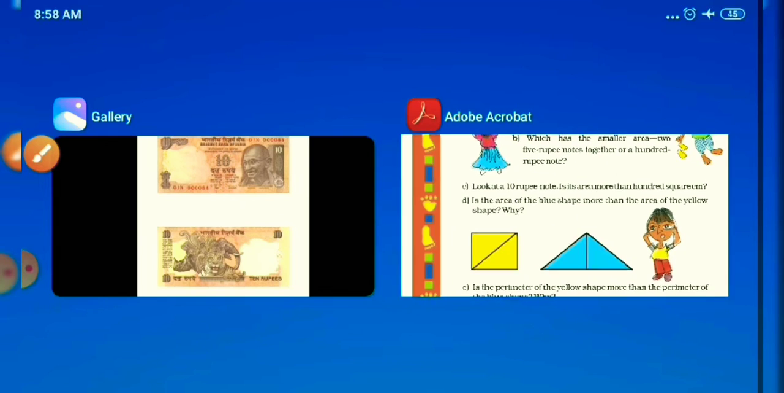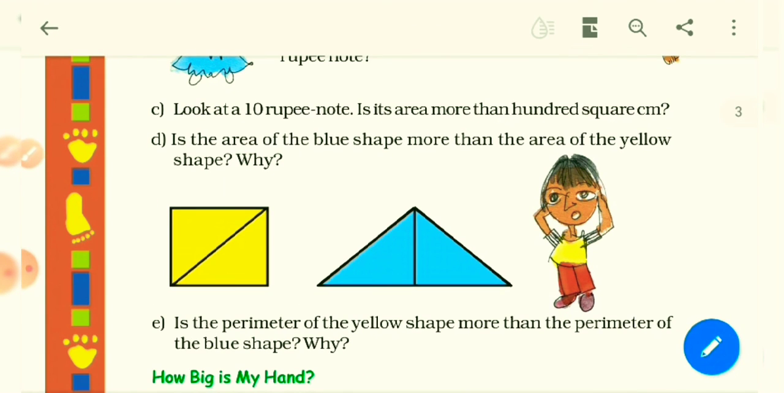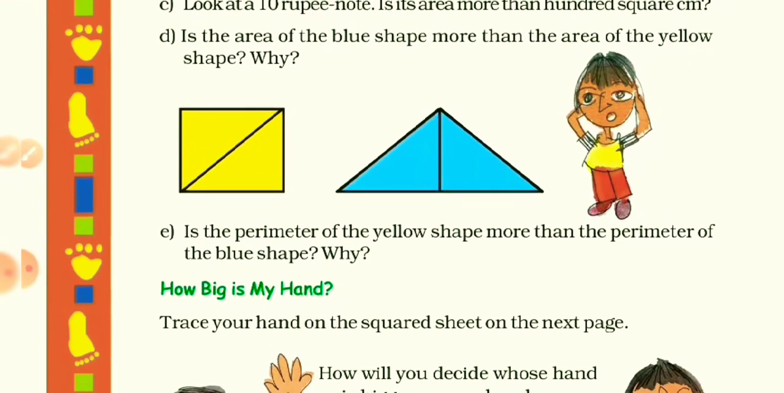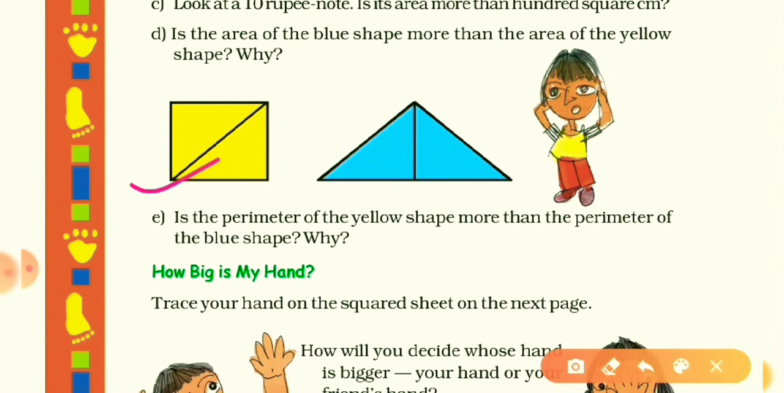Now next question we have, is the area of the blue shape more than the area of the yellow shape? Why? Okay, so here we have two shapes. The first one is in yellow color and the second is in blue color. So how can we compare the area between these two shapes? You can see that one common thing is there, that in the yellow shape you will get two triangles, and in the blue shape you will also get two triangles.